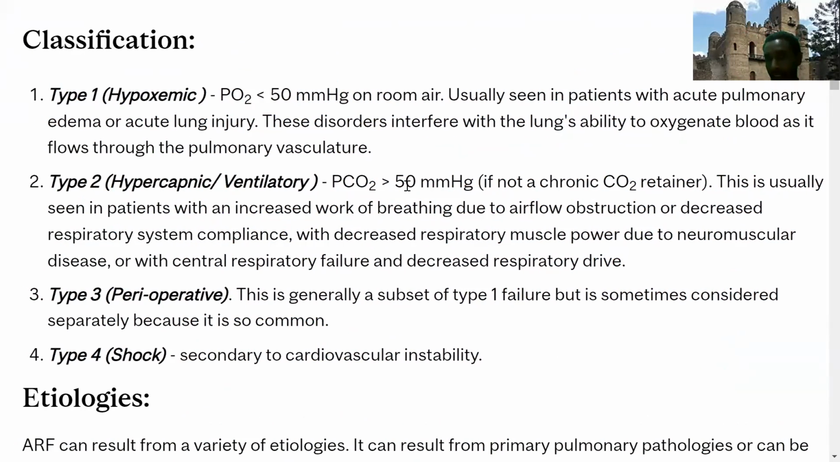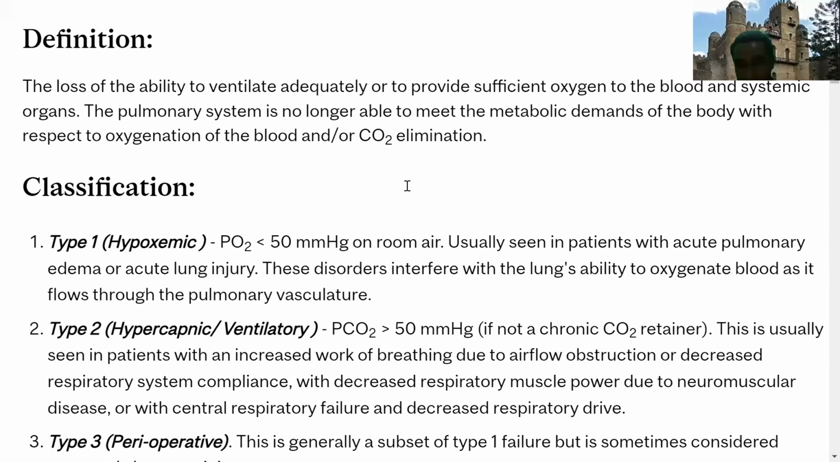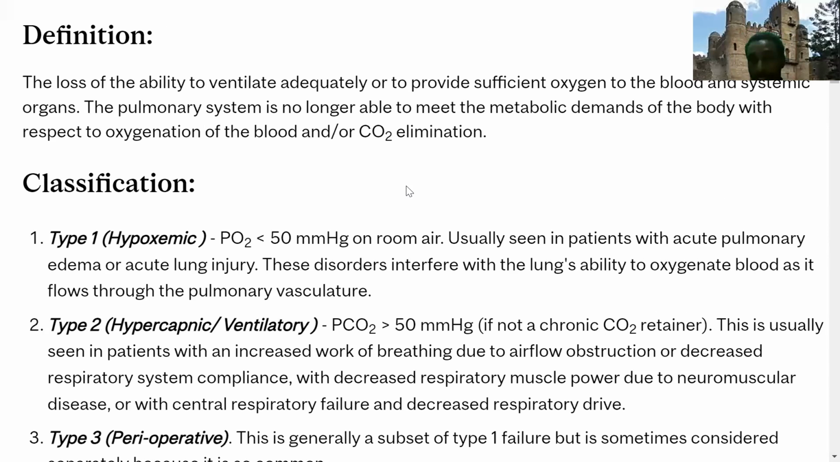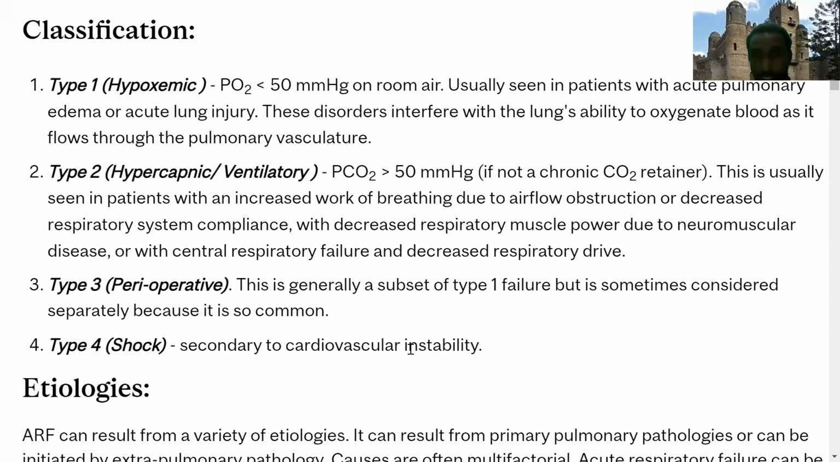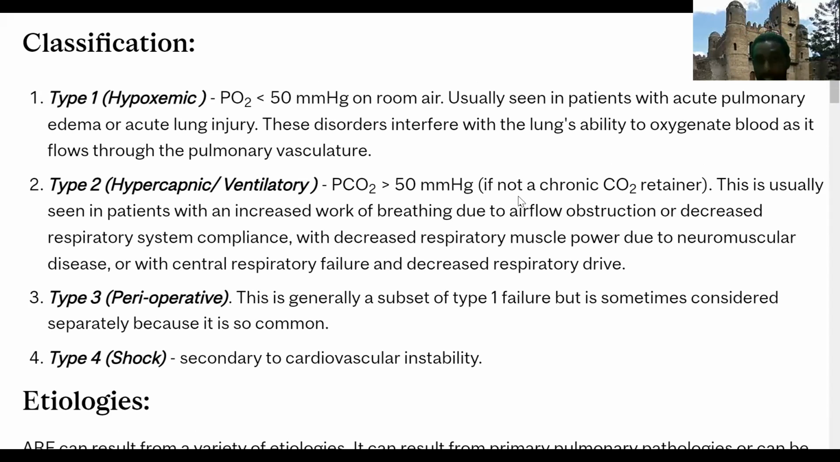As we have discussed, we have defined what acute respiratory failure is. It is a loss of the ability to ventilate adequately or to provide sufficient oxygen to the blood, and or the ability to remove carbon dioxide from the body. Based on their mechanism, they are classified into 4: type 1, 2, 3, and 4. Type 1 is also called hypoxemic, whereby the underlying problem is in the delivery of oxygen to the blood and thereby to the tissue.